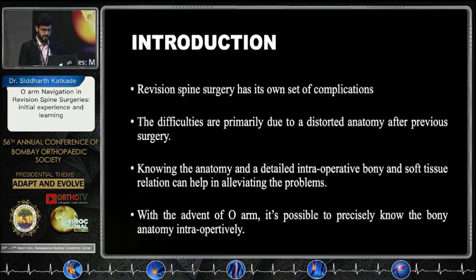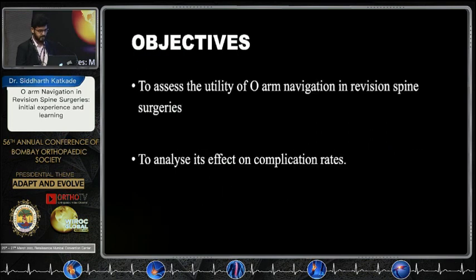Revision spine surgery has its own set of complications. The difficulties are primarily due to a distorted anatomy after previous surgery. Knowing the anatomy and a detailed intraoperative bony and soft tissue relation can help in alleviating the problems. With the advent of O-arm, it's possible to precisely know the bony anatomy intraoperatively.